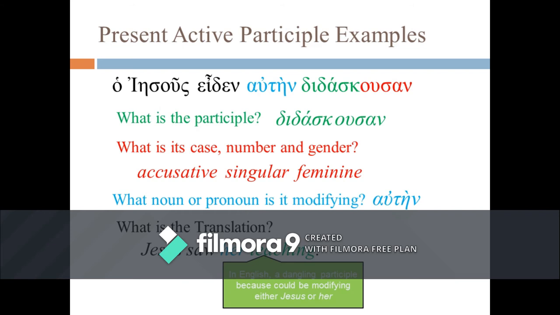Bad grammar. In Greek, however, it's not a dangling participle because we have case agreement. There's no question what this word is modifying. There's only one word in the entire sentence it can modify, and that is a feminine accusative, and that is her. So, this is the beauty we have of Greek with this case. We no longer fear that we don't understand, that things are jutting out there in nowhere. They will be attached to other words.